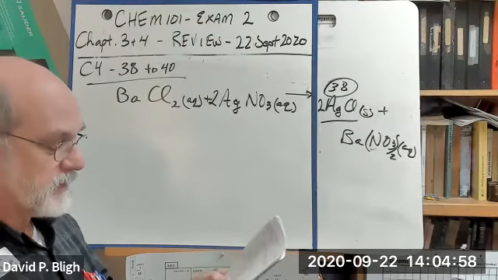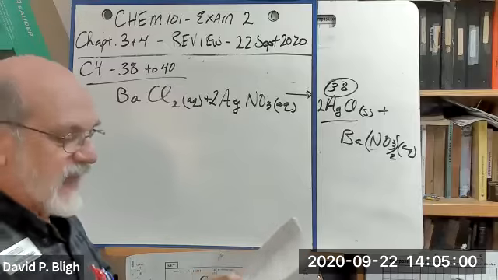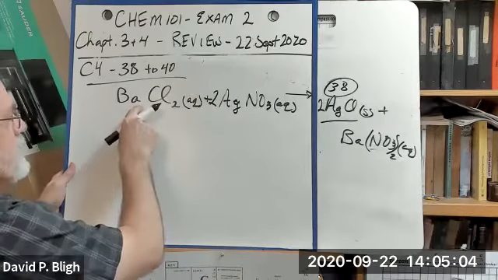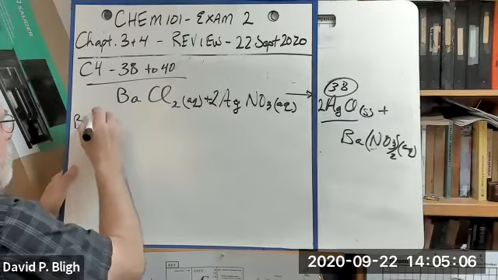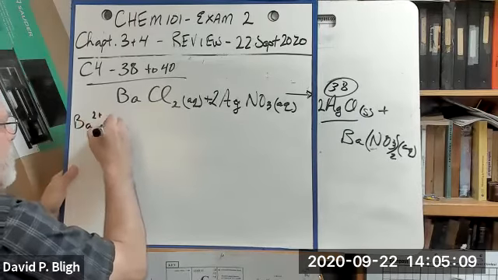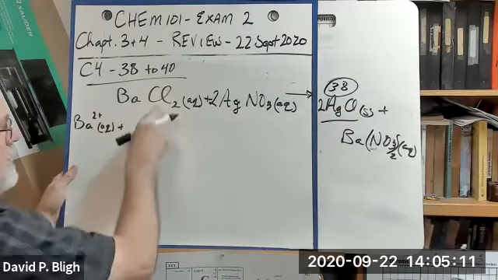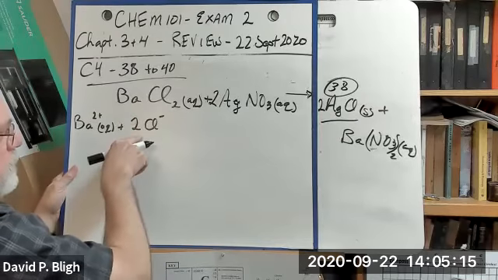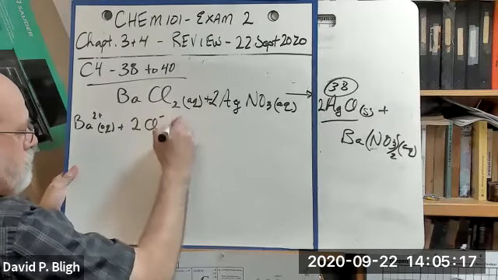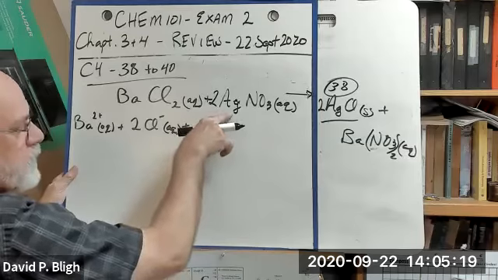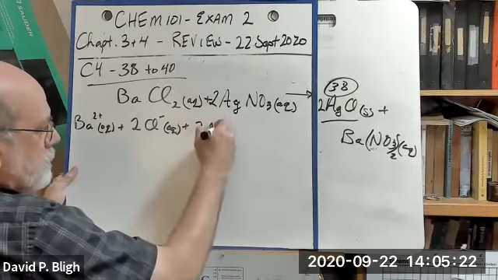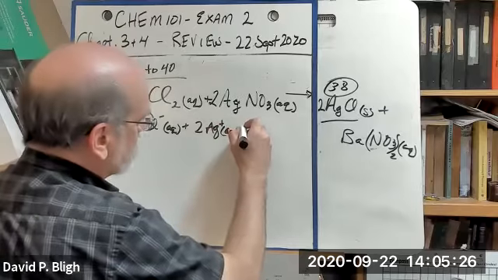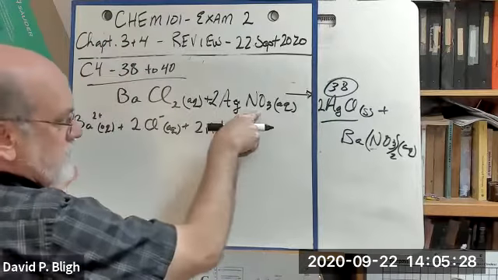The second one is balanced complete ionic equation. So how do you do the complete ionic equation? This is a 2+ in solution. This one is a 1-, and you have 2 of them. This one is 1+, and you have 2 of them. And this one is 2 of these.